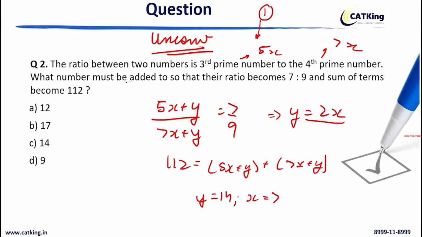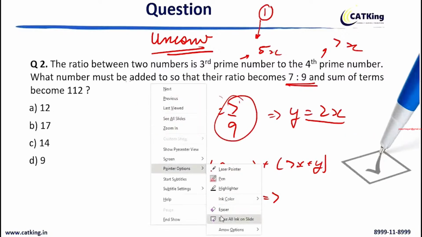The question says what number should be added so the ratio becomes 7:9. You are adding something to 5x, you are adding something to 7x, correct? This is a conventional method. Now, let's look at the unconventional method.